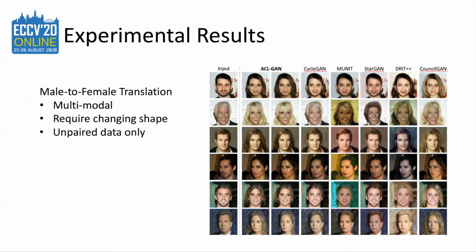Third, paired data is impossible to acquire. That's to say, this task can only be solved by using unpaired training data. Two results of ACL-GAN show the diversity. Our results are more feminine than baselines with cycle consistency loss, and our faces have no beard, longer hair, and more feminine lips and eyes.